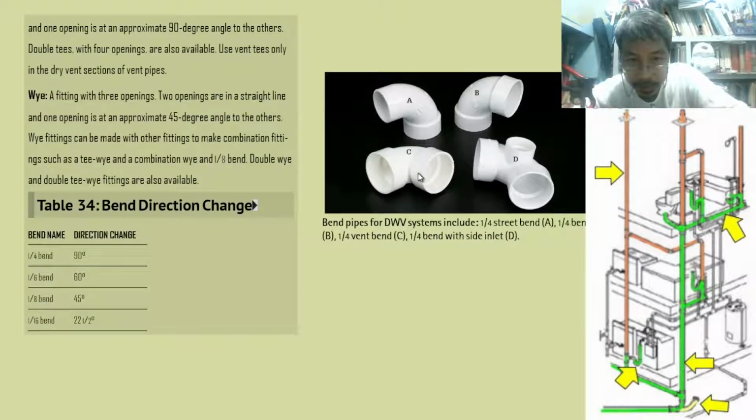Okay, and then C, one port bend. The bend is almost 90 degrees. This is a straight bend because there is no hub. This is what we call a hub. This portion is the hub. This one, letter B, has 2 hubs.